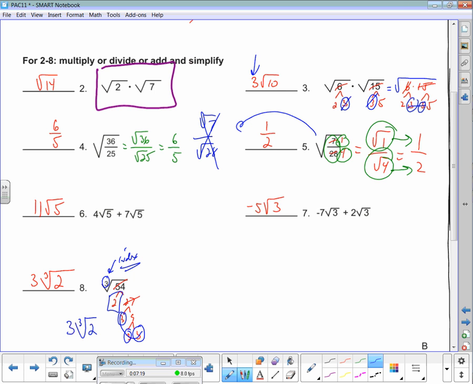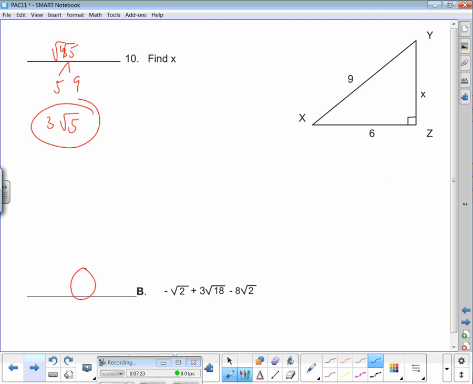Anything else on the front? Anybody? All right, on the back, 10 or the bonus. Lauren?